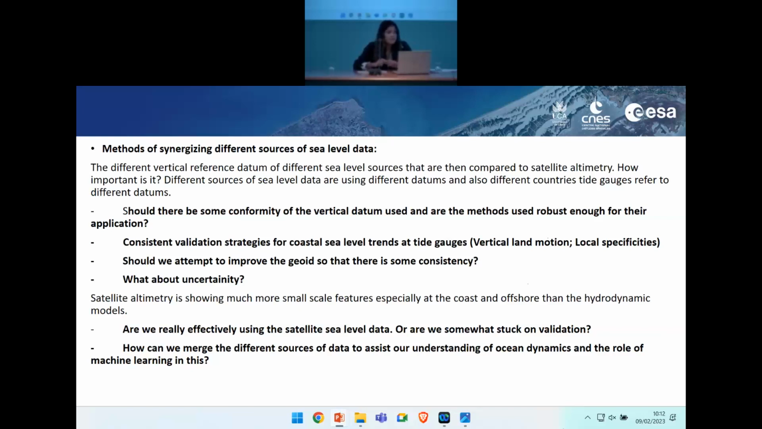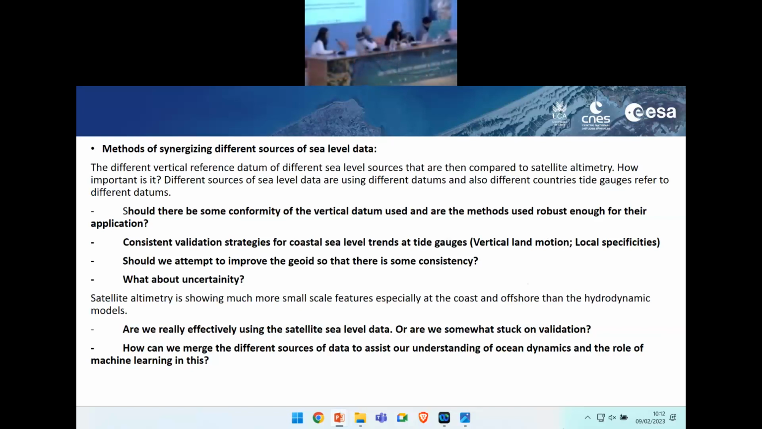Independent observation, not by satellites, in situ observations. Yes, in situ is really important. Yeah. Thank you. I think we had some other questions. Yes, we had some other questions.